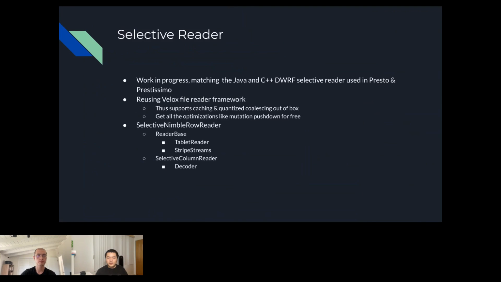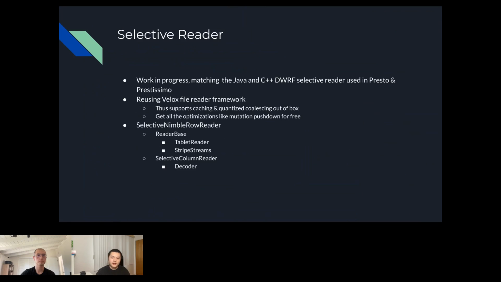Now we are working on a new selective reader for Nimble in C++, because we saw that there is some minor regression with selective compared to the Java selective reader when we rolled out the bulk Java reader in Nimble. So we are working on a selective reader that is going to be integrated with Presto very soon. The selective reader is reusing the Velox selective reader framework, so all these format-agnostic optimizations we will get for free.